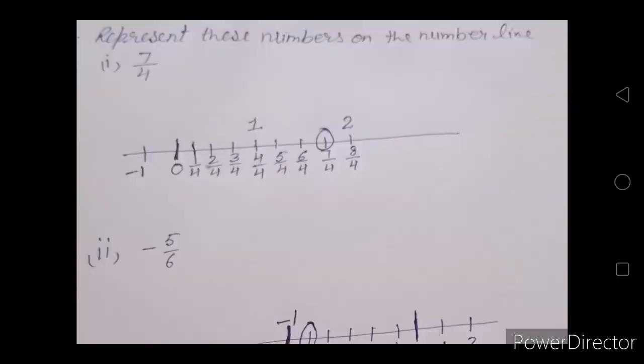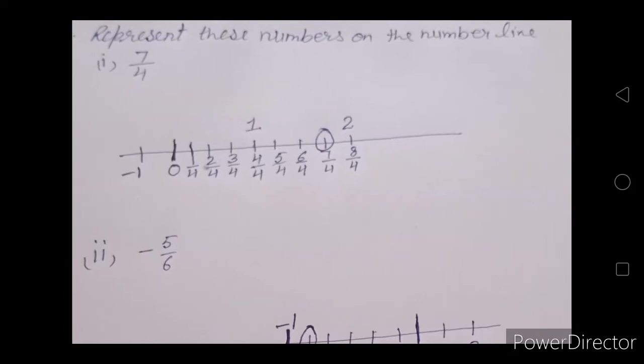Let us see a few more examples related to number line. So this is the question, represent these numbers on the number line. The number is 7 by 4. Because the denominator is 4, we will divide the parts into 4 parts. From 0 we will start, it will be 1 by 4, 2 by 4, 3 by 4, 4 by 4, that is 1, 5 by 4, 6 by 4, 7 by 4 and 8 by 4, which is 2, because 4 2s are 8. So we have to show 7 by 4, circle that part, it is 7 by 4.